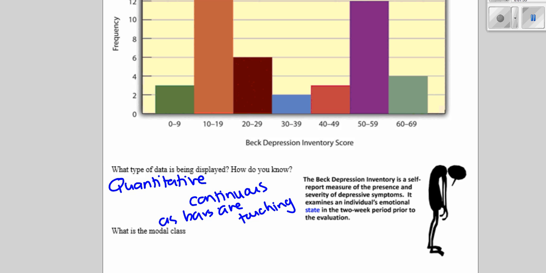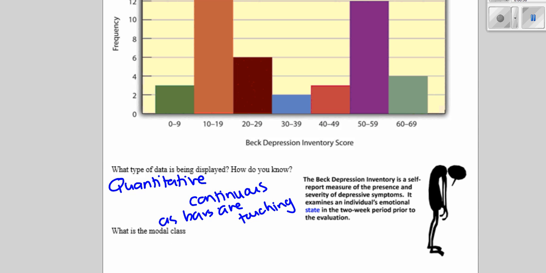I was just trying to think, if it was a self-evaluation and you had to rate yourself from 0 to 100 how depressed you are, that would seem a bit more discrete. So how could it be continuous? The only way is if they gave you a giant line from 0 to 100 and asked you to mark your spot on the line. Say, how depressed are you? If they're feeling really depressed, they'd probably put it here. Then suddenly it's continuous. I don't know how they do the survey, though. But the fact that the bars are touching insinuates that it was continuous data.